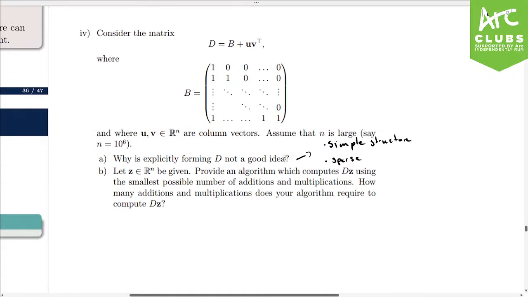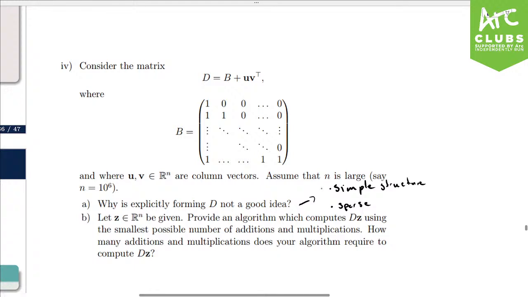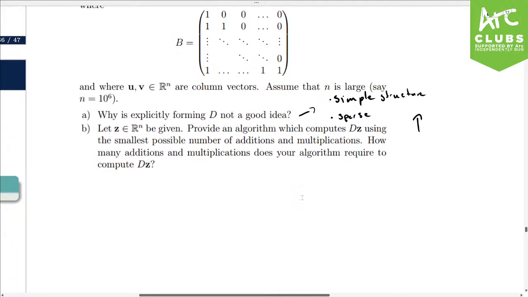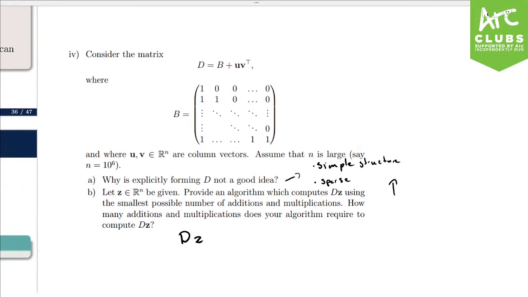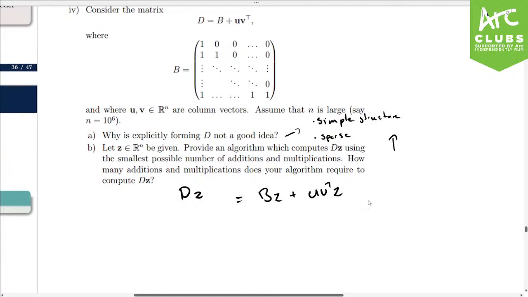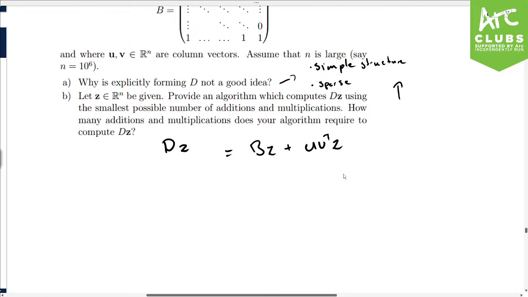Okay, part B now actually wants us to exploit this structure to make a computation more efficient. So we want to compute Dz for some given vector z. So we can write that as Bz plus U V transpose z. And it wants us to count the number of additions and multiplications we need. So let's deal with the second part first. This is the easier part.